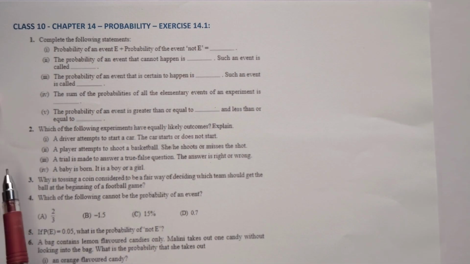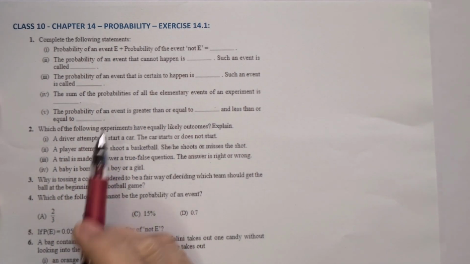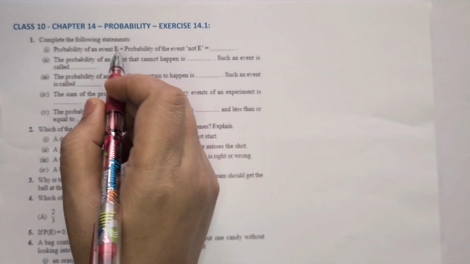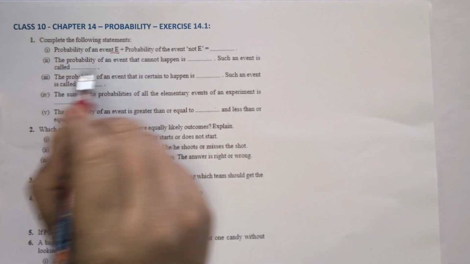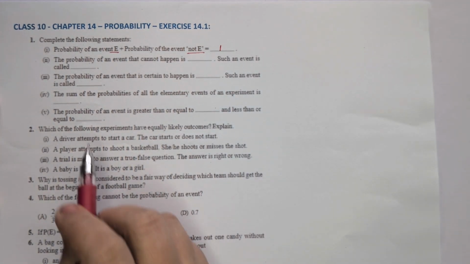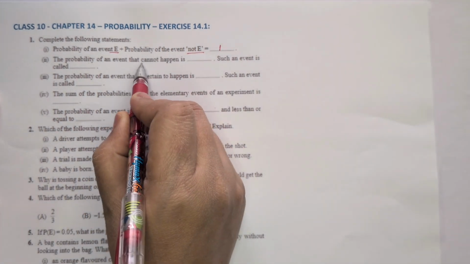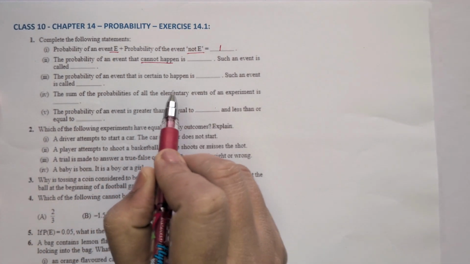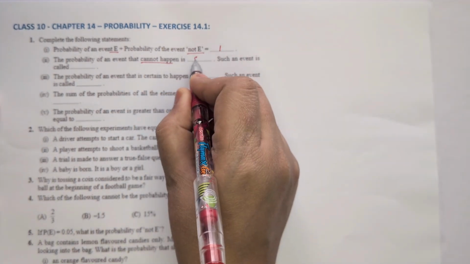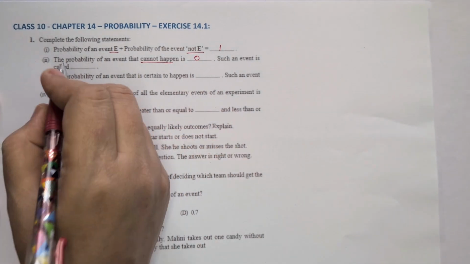Probability, first exercise. Complete the following statements. First one: the probability of an event E plus the probability of the event not E is equal to 1. The probability of an event that cannot happen, we can write that as 0. The probability of an event that cannot happen is 0. Such an event is called an impossible event.